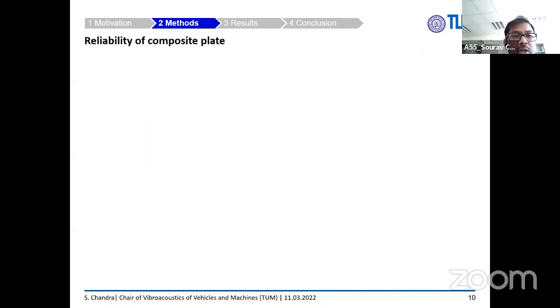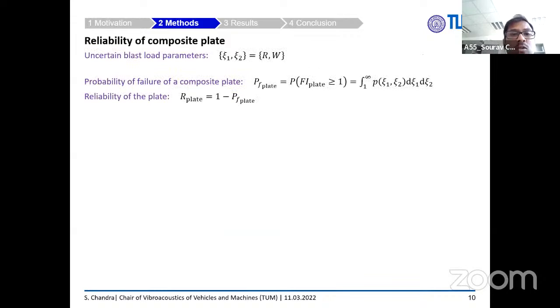So in the reliability of the composite plate, we will have considered the two parameters of a blast load as uncertain, that is R and W. We'll assume that composite plates are factory made and have good quality control. So if we compare the loading and the structure, the loading parameters are more uncertain than the parameters of the structure. So we'll consider only these two parameters as uncertain.